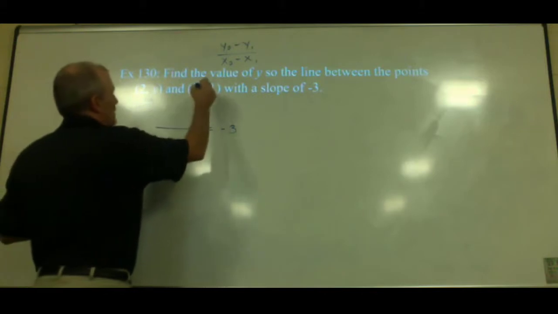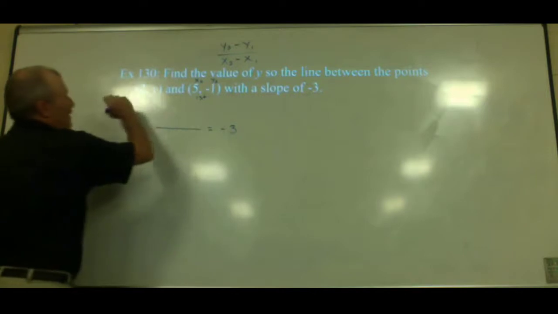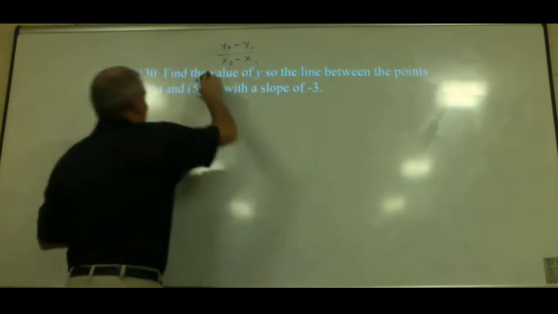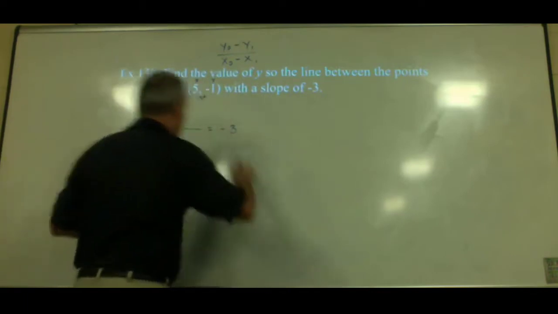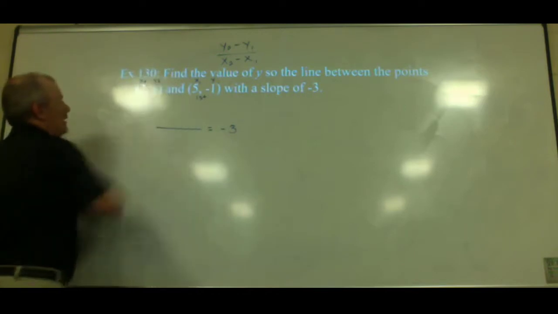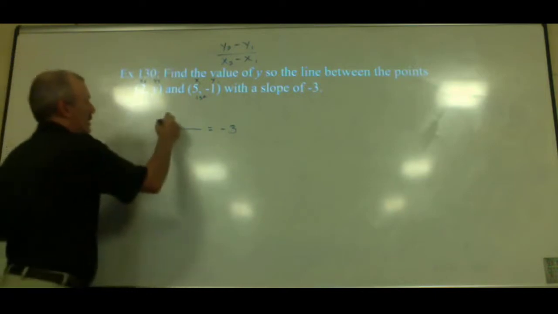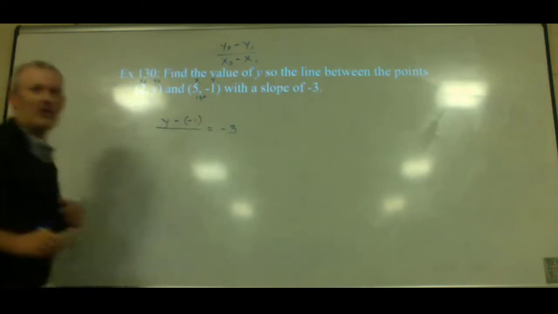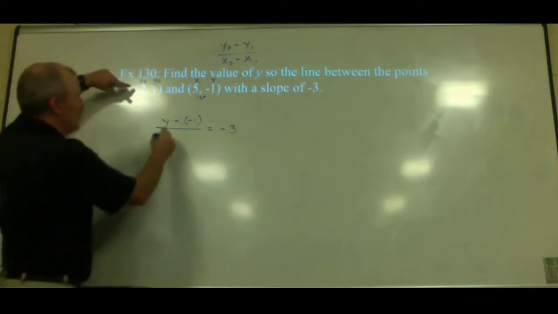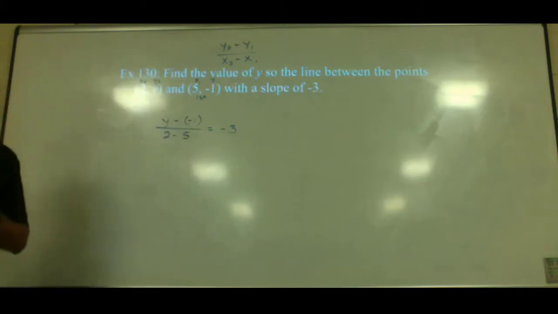So this is x2 and y2, and this is, no, I labeled that wrong. Okay, this is x1 and y1, first point. This is x2 and y2. So on the top, we're going to have y minus -1, right? y2 minus y1. On the bottom, we're going to have x2 minus x1. That makes sense?